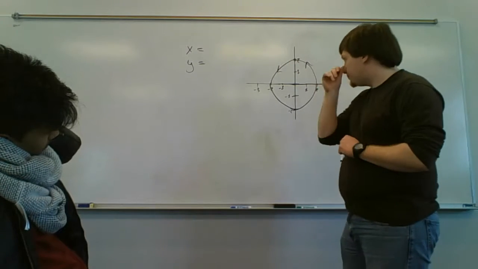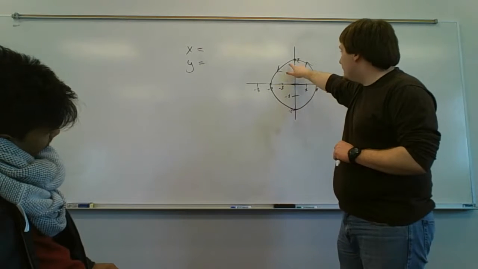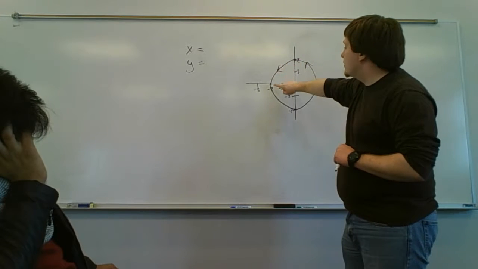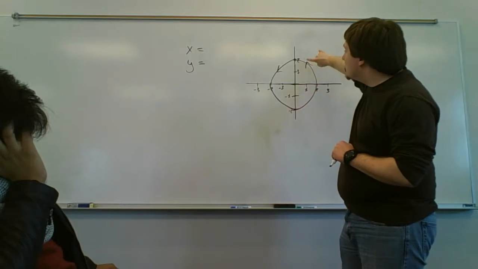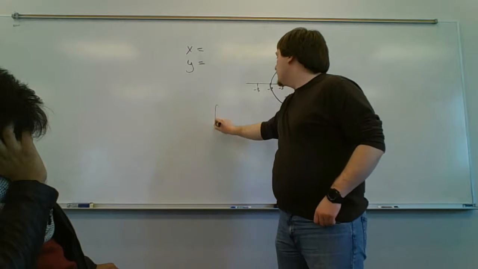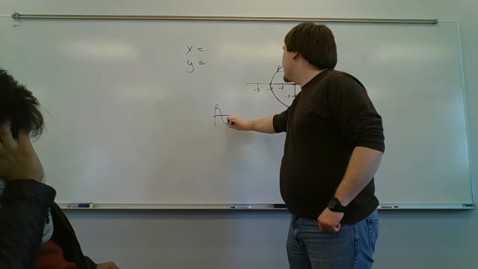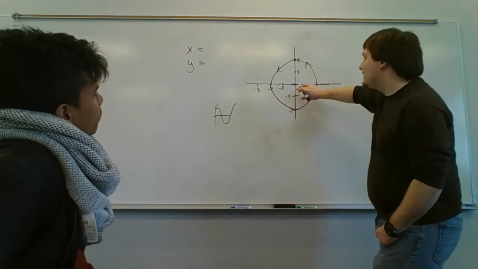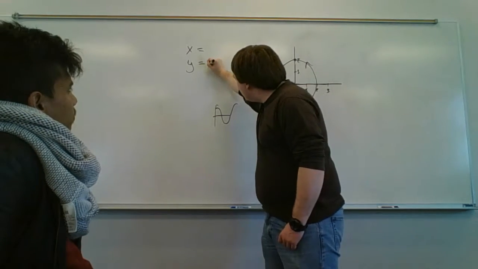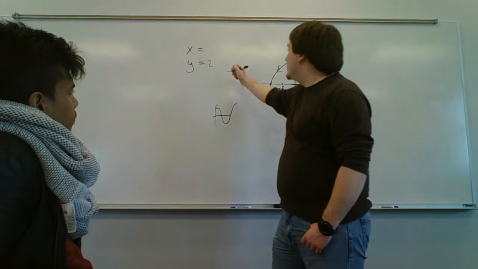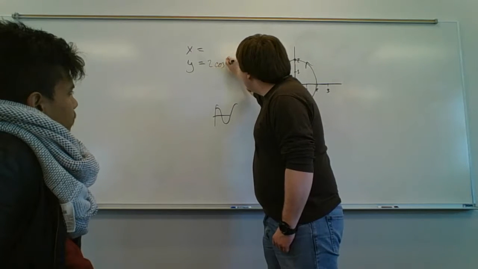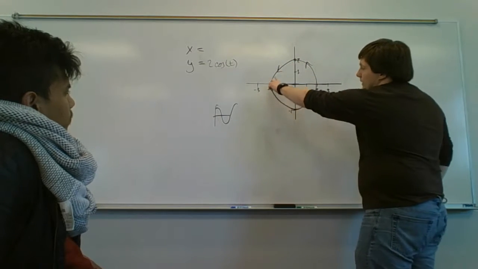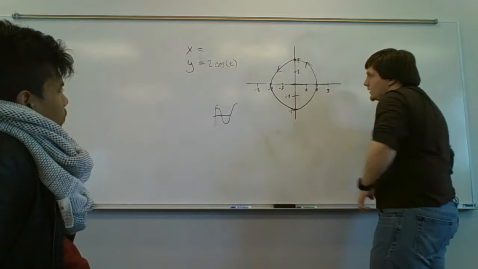Okay, so what function do we know that starts at its maximum and goes all the way down to its minimum and comes all the way back up? That's cosine, right? Yep, but that's our y. So we could say y is going to be 2 for our radius of 2 times cosine of t, because that will get us starting up here and going down and back up.